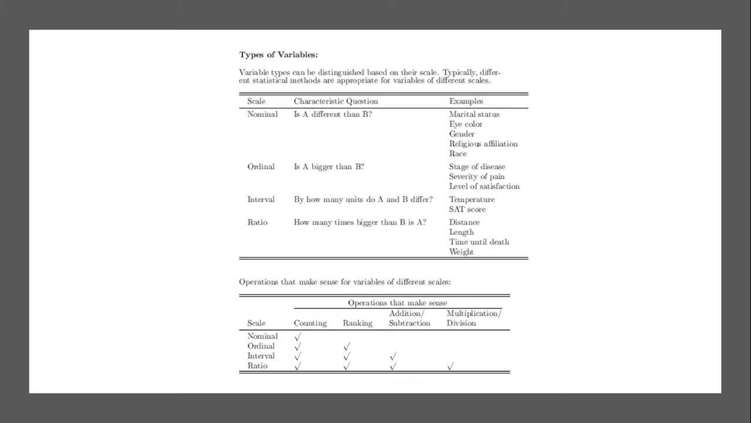And you can see listed below are some operations that make sense for these different types of variables. You certainly can count all of them, but you can only rank ordinal, interval, and ratio, add and subtract only interval and ratio, and you can only do multiplication and division with ratio level data.